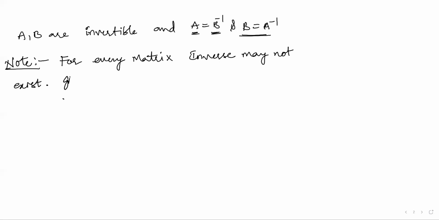Okay, if the inverse exists, then it is unique. Unique means only one inverse exists. For matrix A, the inverse is only one. It's not that for matrix A, two or three inverse matrices exist. No, only one inverse matrix exists.